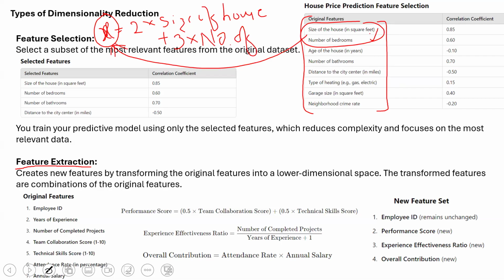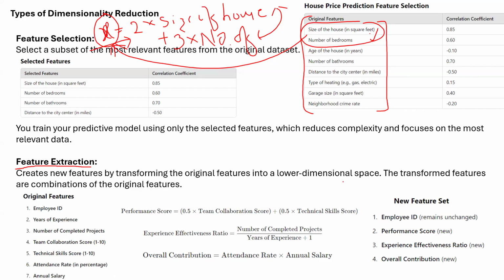Right here we are reducing 2 dimensions into 1 dimension because we combined these 2 dimensions and created a new dimension. Okay, so that is what basically feature extraction is: creating new features by transforming the original features into lower dimensional space. Why is it becoming lower dimensional space? Because we are reducing the dimensions. How are we reducing the dimensions? By linearly combining the existing dimensionalities or original features. That is how we are reducing the dimensions.